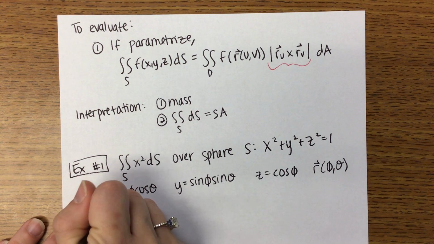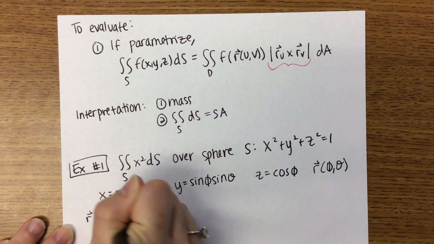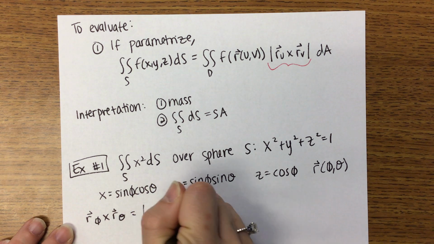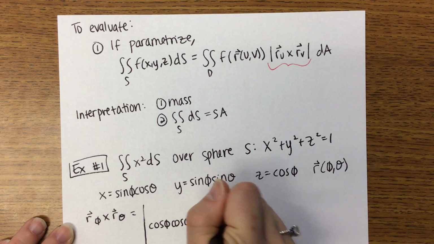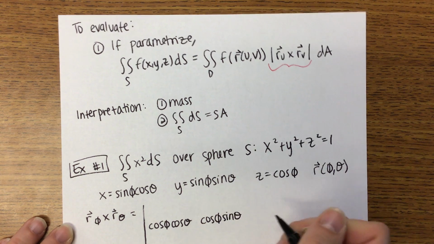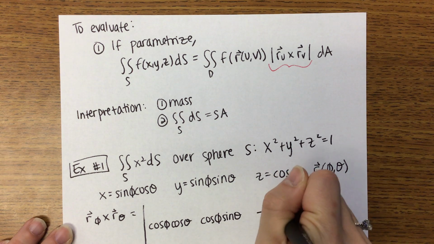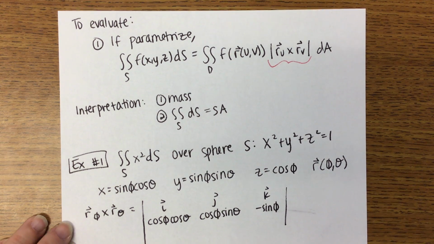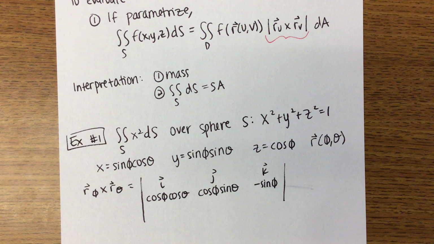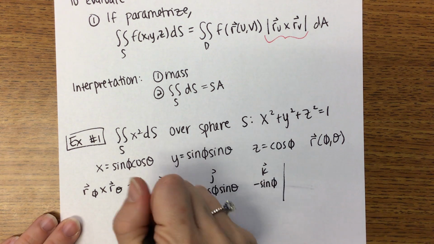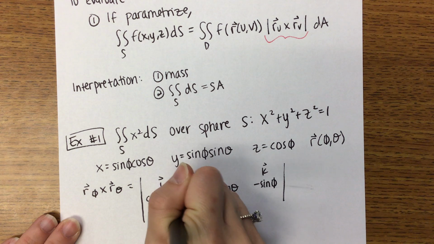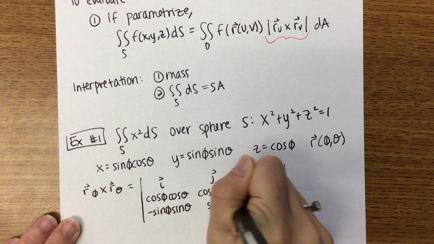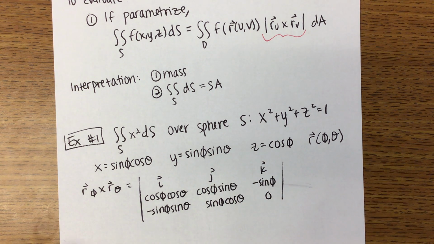So we are going to have to find R of phi crossed with R of theta, and then the norm of that. So this will be cosine phi cosine theta, cosine phi sine theta, negative sine of phi. So that's R of phi. If I want to do R of theta, the derivative with respect to theta, I get negative sine of phi sine of theta, sine of phi cosine of theta, and then 0.